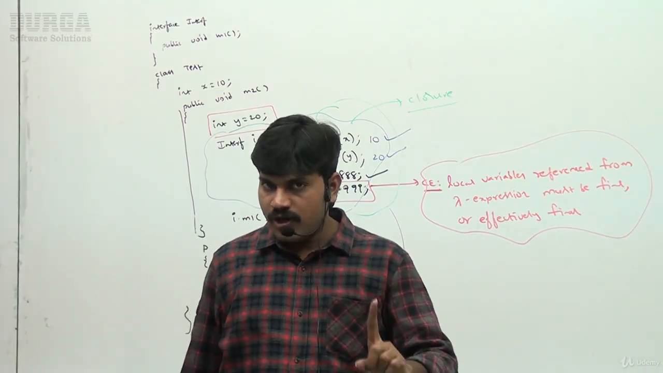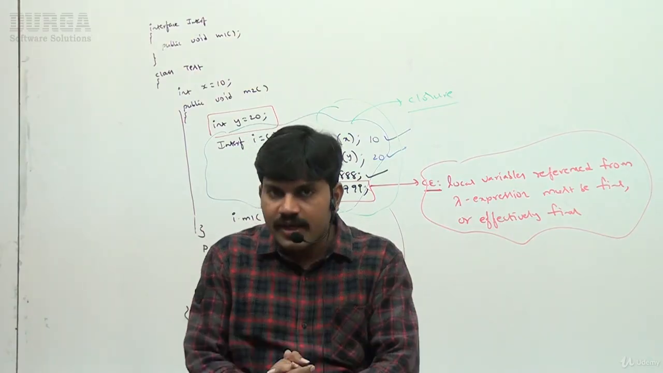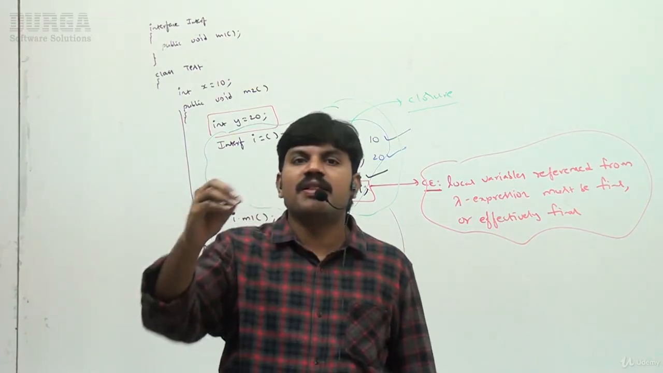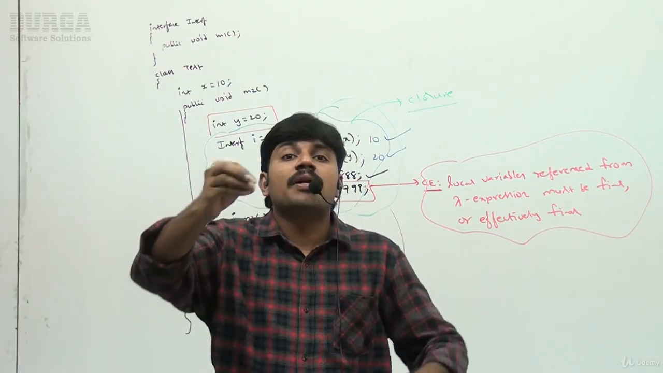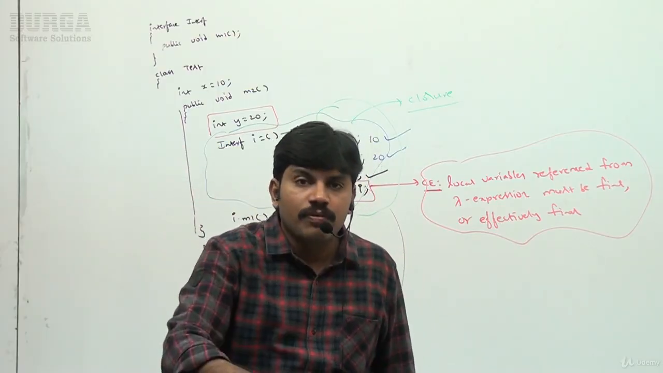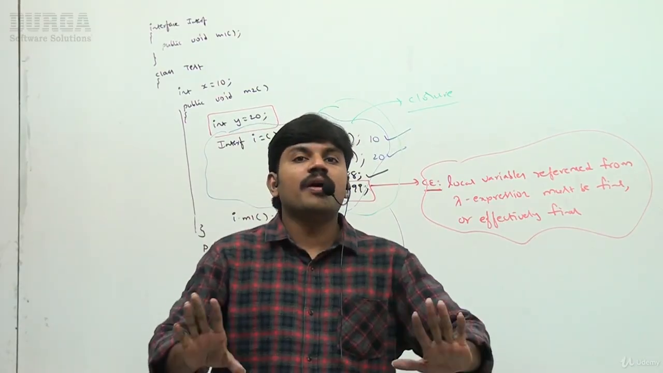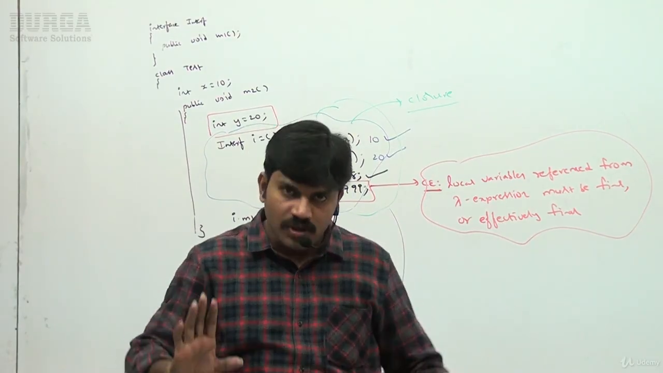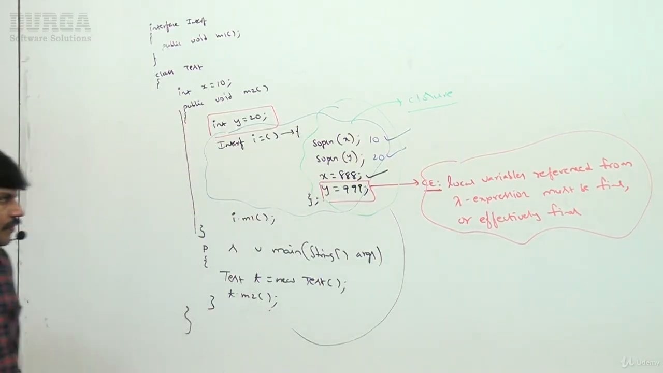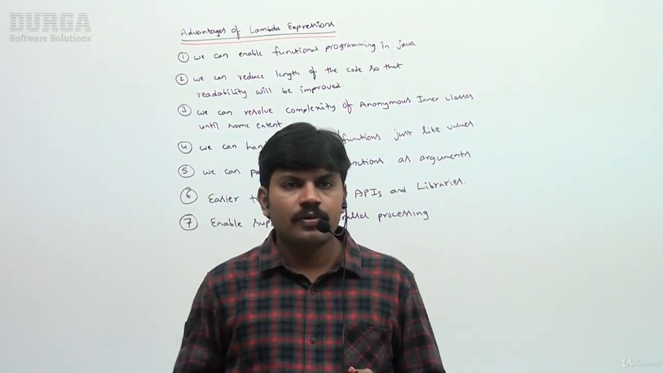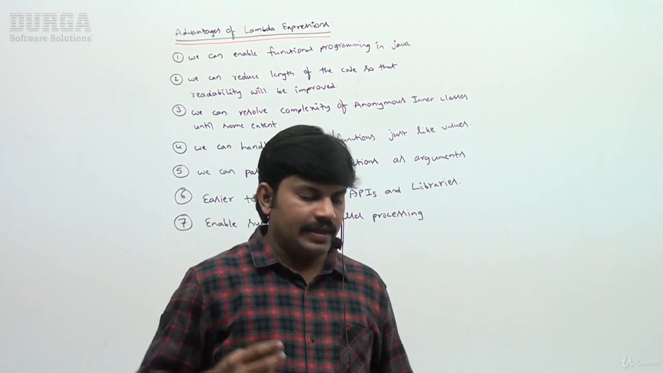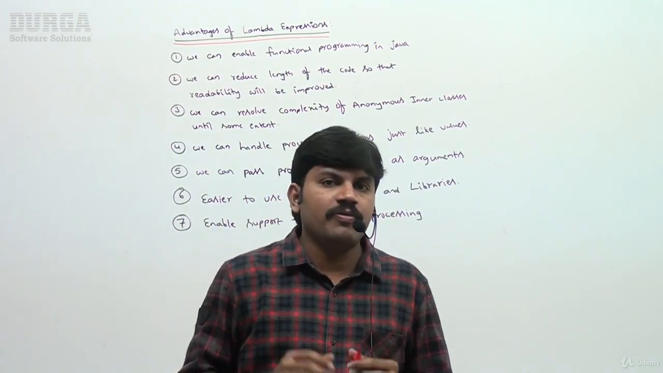So from a lambda expression, we can access class level variables and method level variables, no problem. But the method level local variables accessed from a lambda expression are final. We are not allowed to change the value. Clear, right? That's all. Now we are almost at the end of lambda expressions at the top level, basic level.